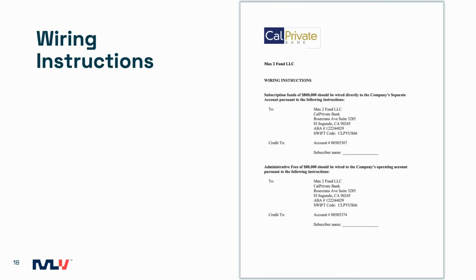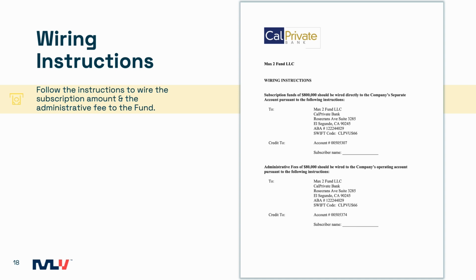The wiring instructions are provided in the subscription booklet and can also be found on page 2 of the subscription agreement. They tell the investor where to send their subscription funds and administrative fee. Each investor must wire $800,000 to the EB5 fund in order to meet USCIS requirements. The $800,000 figure is set by the USCIS. Each investor must also wire $80,000 to the second account indicated on the wiring instructions.